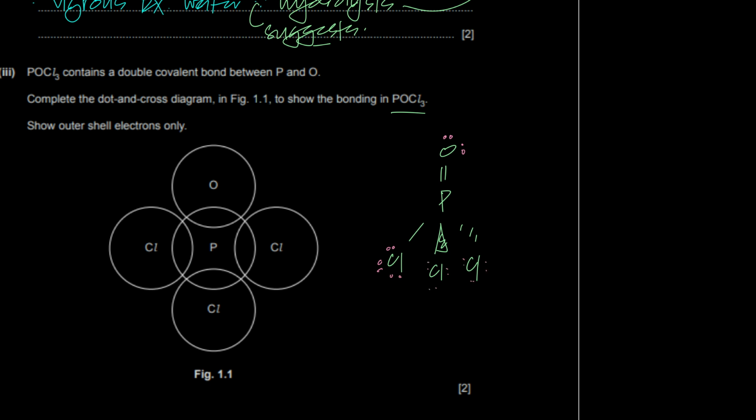So that's what I need to draw. Each bond represents a pair of electrons. So let's draw it. 2 pairs of electrons here, a pair of electrons, a pair of electrons, a pair of electrons, and the lone pairs of oxygen, which is 2, 4, and for chlorine, that's 2, 4, 6, 2, 4, 6, 2, 4, 6. It's just drawing.